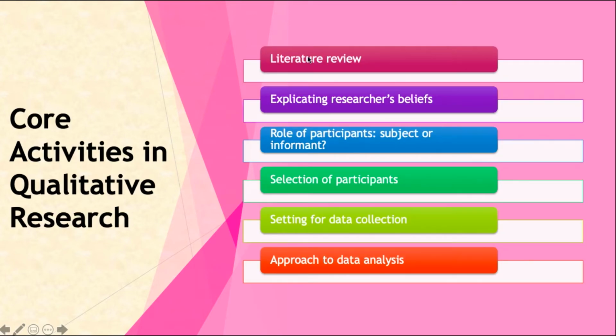As I say, we have the literature review. Of course, we don't start with it, but it will be somewhere here. Then explicating the researcher's belief, and the role of the participant, who is the subject or the informant. If they are subjects, that means you are studying them. If they are informants, you are studying a phenomenon, but they will inform you about that phenomenon. So you select the participants, then set up for data collection, then you analyze and you compare with the literature review.